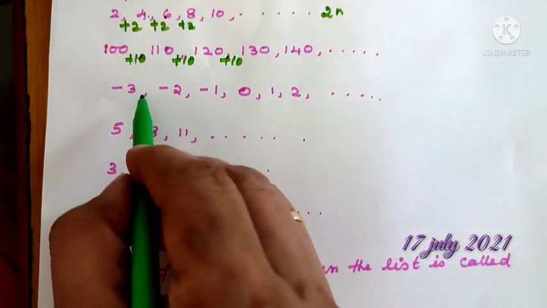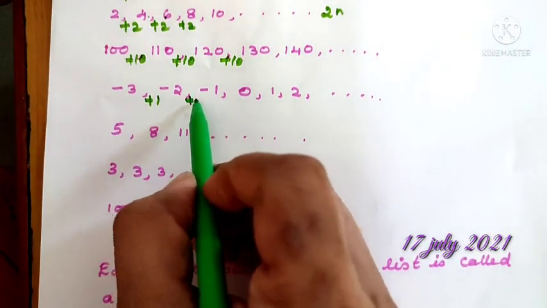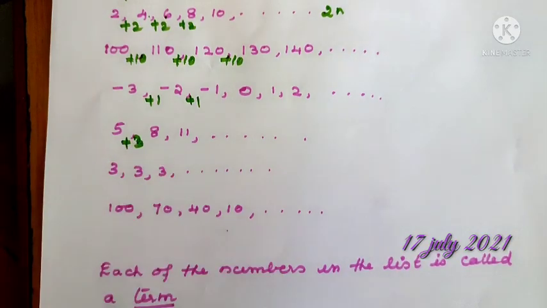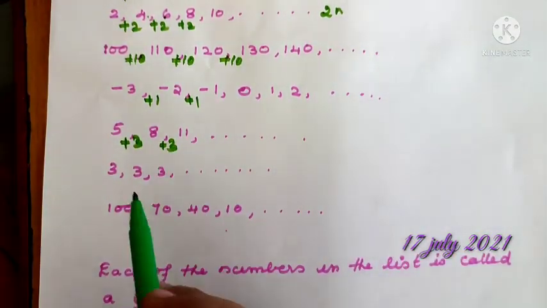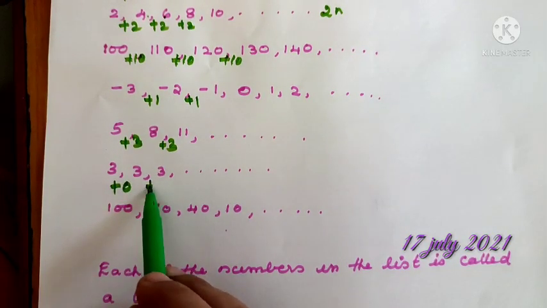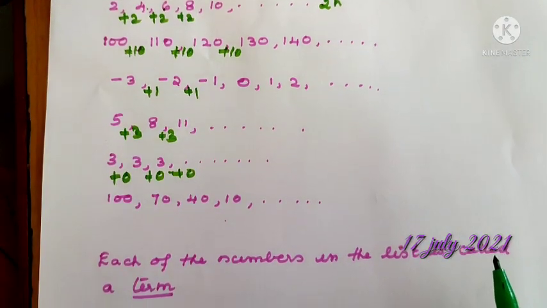Minus 3 is the starting number. Plus 1, what is the answer? Minus 2. Minus 2 plus 1, what is the answer? Minus 1, like that. Here 5 plus 3 is 8, 8 plus 3 is 11, etc. Like that. Now 3, what is the number to be added? 0 only. So 3 plus 0 is 3, 3 plus 0 is 3, 3 plus 0 is 3, like that we'll get it.